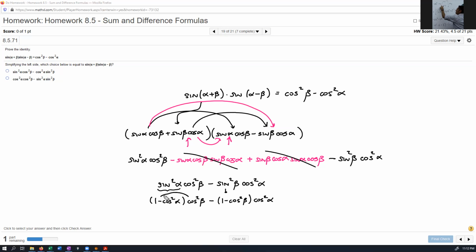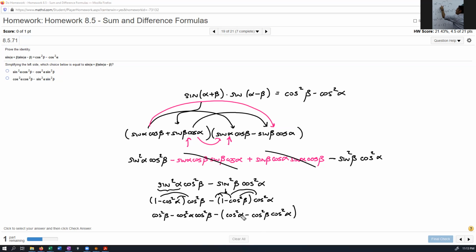Okay, now distribute here and here. So we get cosine squared beta minus cosine squared alpha cosine squared beta. And then here we distribute the negative sign through, so it becomes minus 1 plus cosine. Oh, you know what? Let's do it this way. Let's keep the minus sign here for now. Let's distribute here and here. So we get cosine squared alpha minus cosine squared beta cosine squared alpha.